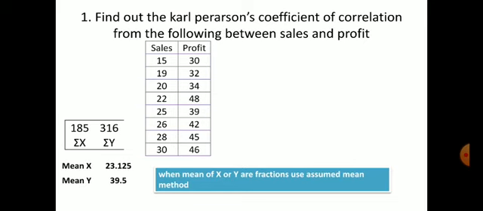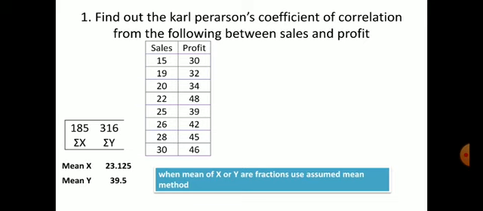What is the formula? That is r is equal to n summation dx dy minus summation dx into summation dy divided by square root of n summation dx square minus summation dx whole square into n summation dy square minus summation dy whole square. Fine. This formula we have to adapt. For this, what we have to find is the dx.